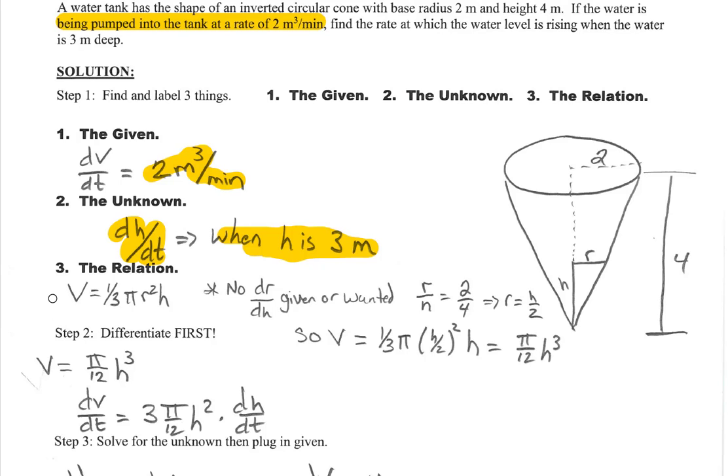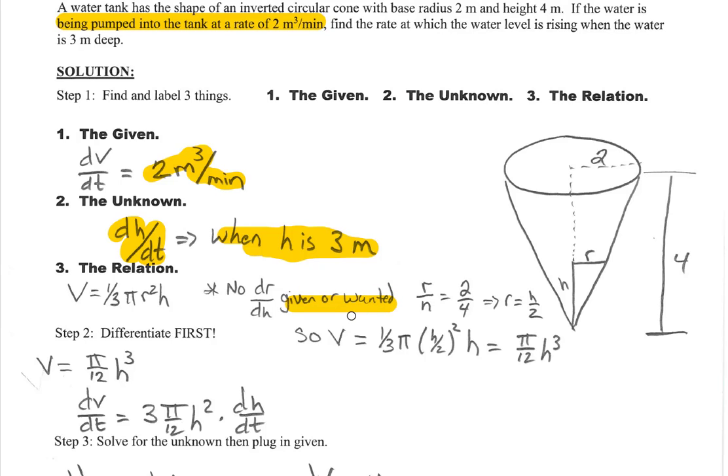The relation is the volume of a circular cone. That volume is given by 1/3 pi r squared times h. In this particular case, note that no derivative of r is given with respect to time or with respect to its height. So we're not given that, nor do we need that.